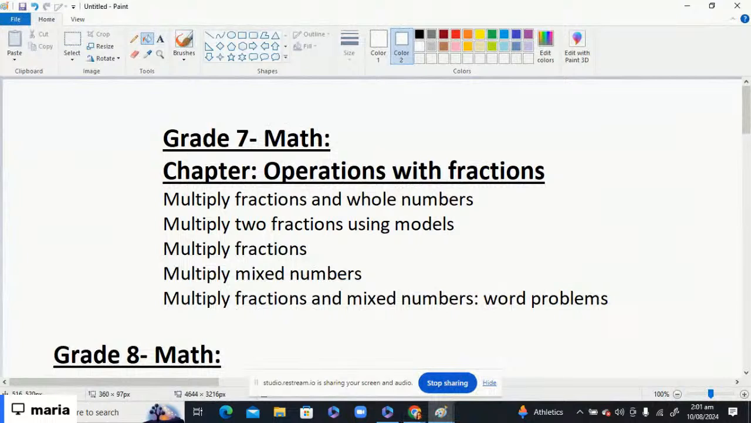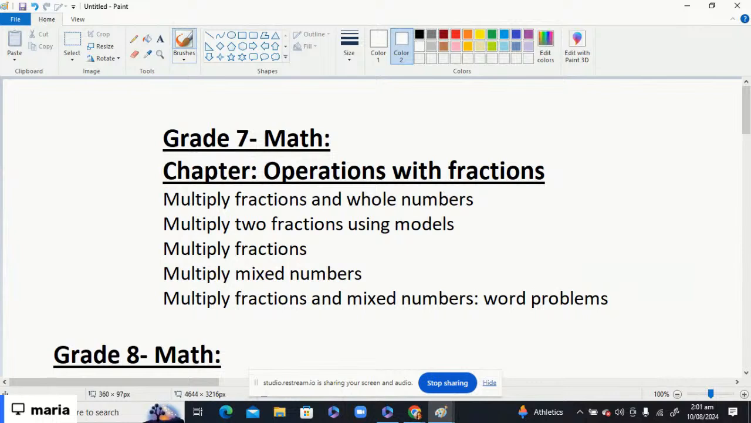So today we are here for grade 7 maths. The chapter we discuss today is operations with fractions, and here is the list of the lessons. The first one is multiply fractions and whole numbers, multiply two fractions using models, multiply the fractions, multiply mixed numbers, multiply fractions and mixed numbers word problems.